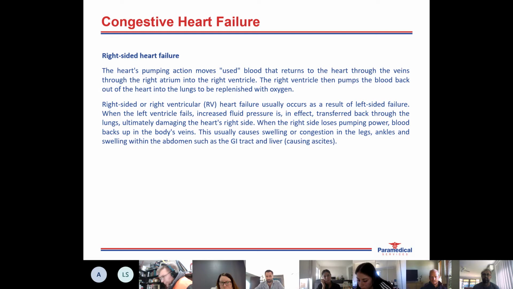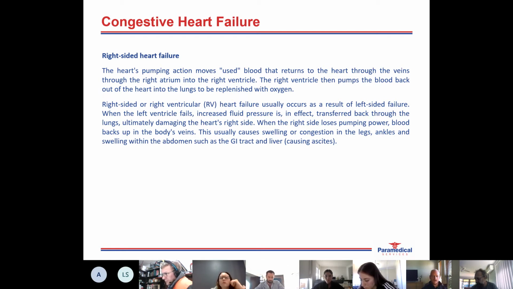Right-sided heart failure can lead to a few other more complicated situations. Left-sided heart failure is going to be your more critical heart failure, one that's going to carry a much higher mortality rate than right-sided heart failure. In the heart's pumping action, used blood returns to the heart through the veins, through the right atrium and into the right ventricle. The right ventricle then pumps the blood back out of the heart into the lungs to be replenished with oxygen.